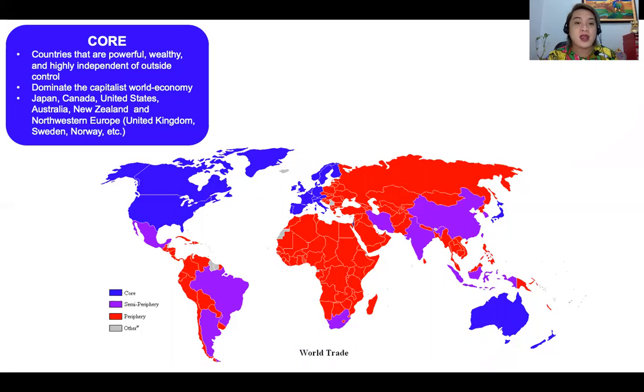As you can see in the map, the color blue represents the countries which are part of the core. The core are what we call the first world countries. These are countries that are powerful, wealthy, and highly independent of outside control. They can manage their economic, political, and social globalization within their territories. Meaning, they're powerful, they're wealthy, they can accumulate and they can give wealth to other countries. They dominate the capitalist world system.